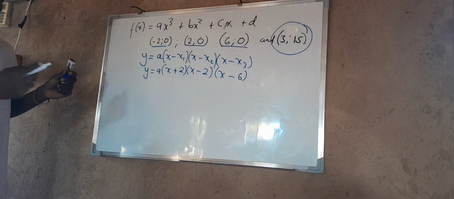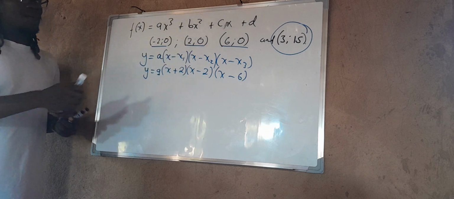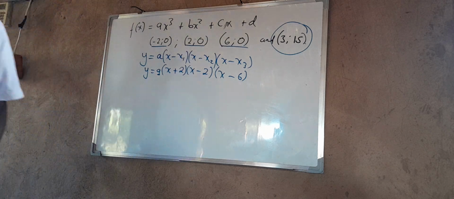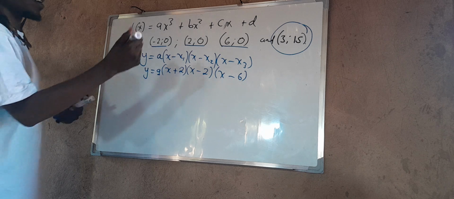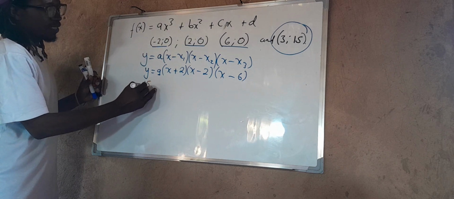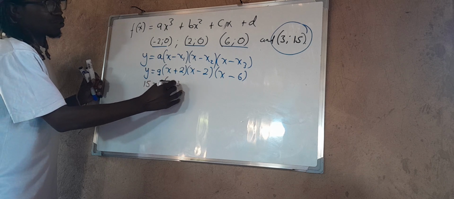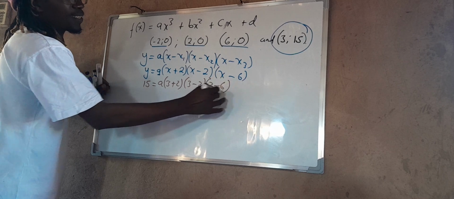So straightforward, we can find the value of a using that additional point, because we have y as 15 and x as 3. We can quickly substitute that. What is our y? 15, right? Becomes a, and what is our x? (3 + 2)(3 - 2)(3 - 6).